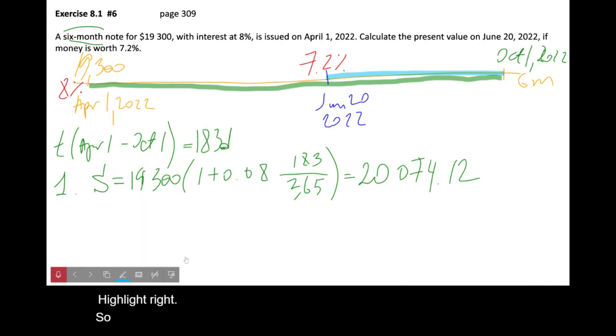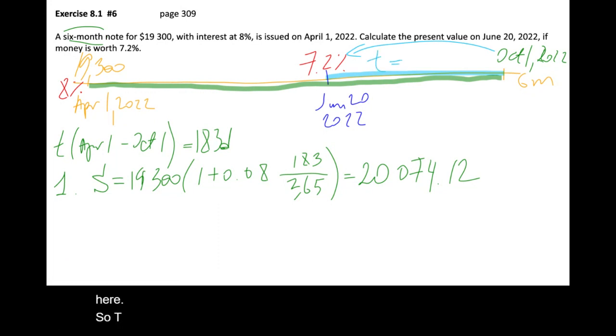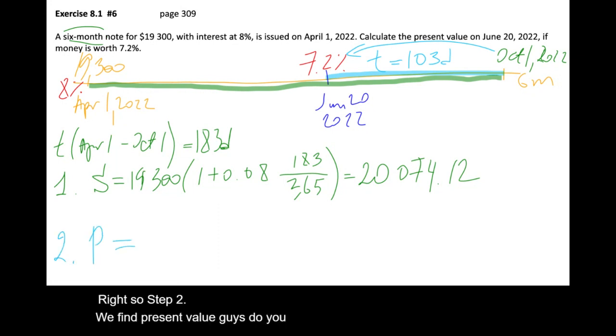So now T for step 2, because what do we have to do? Now we have to come back here. So T for step 2, what is it? June 20th. 274 minus June 20th. June 20th is 171. 103 days. So step 2, we find present value. Guys, do you see that color? Okay, actually nice color, baby blue.